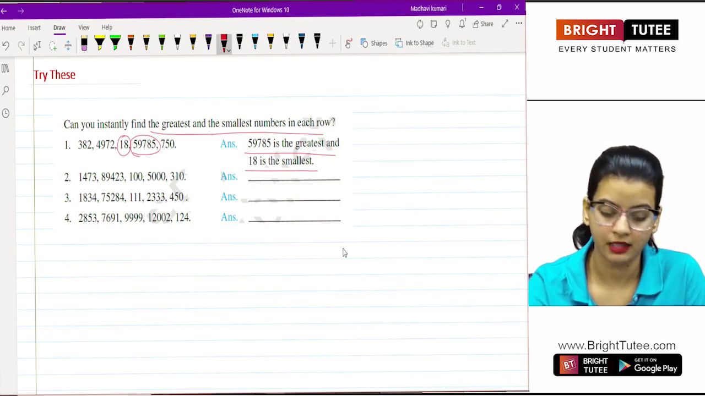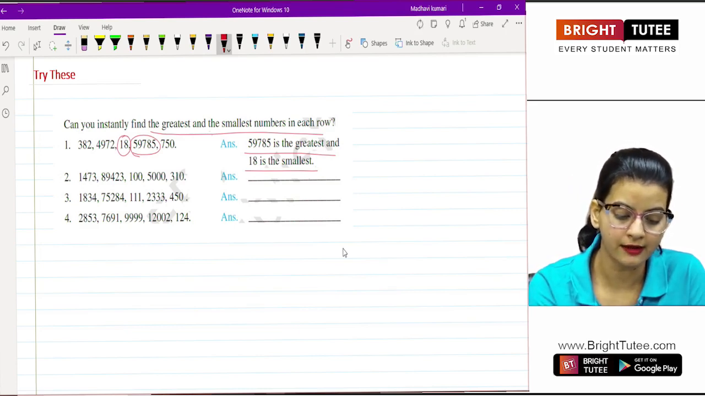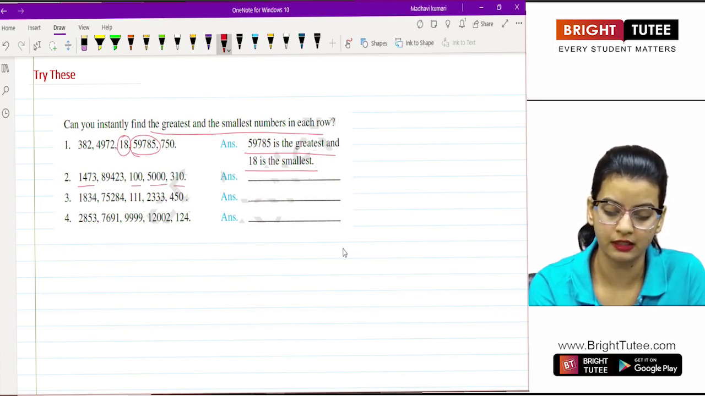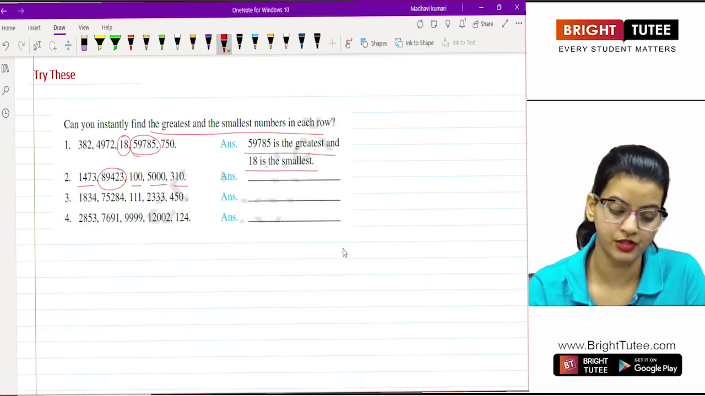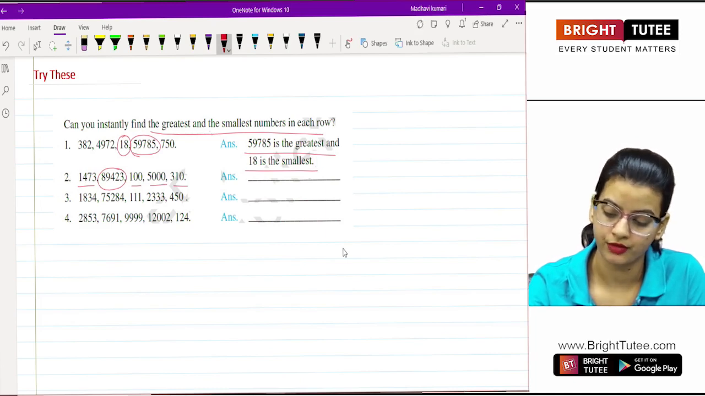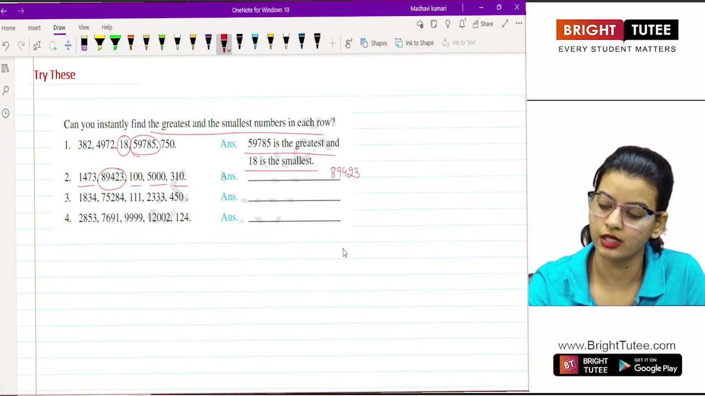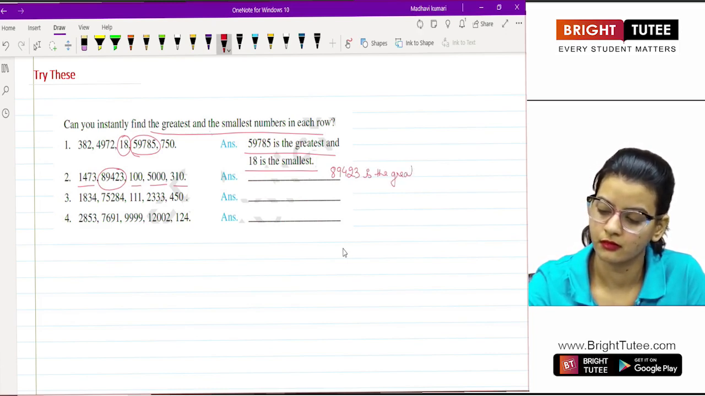Alright. Now we'll get back to the second row. Now over here again we can see that this has got 4 digits, 3 digits, and 4 digits again, and then 3 digits. But this number has got the greatest number of digits. It has got 5 digits. So what we are going to write is 89423 is the greatest number. Okay, this is the greatest number.